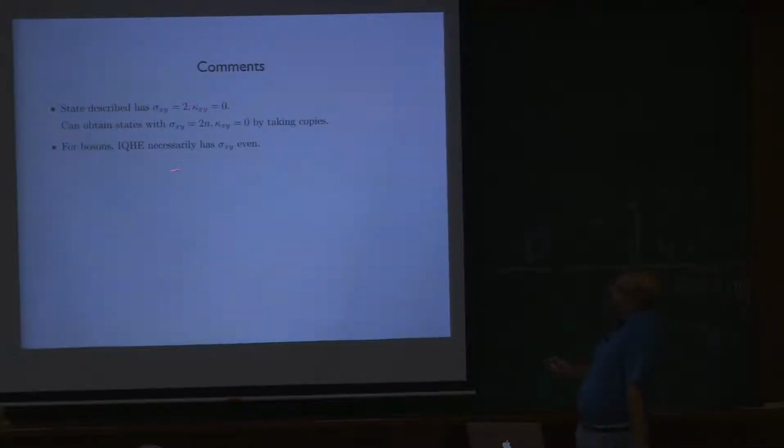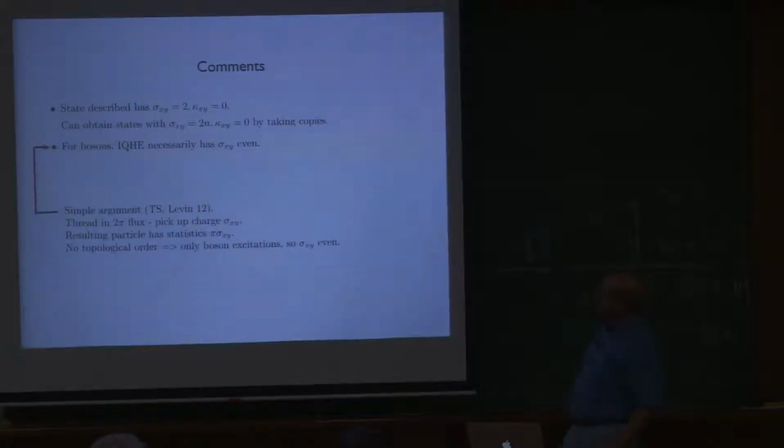So you can ask whether sigma xy can ever be odd for bosons, for a boson integer quantum Hall state. And the answer is that it's not possible. For bosons, the integer quantum Hall state necessarily has sigma xy an even integer. Okay? So why is that? It turns out there's a ridiculously simple argument for why this is true.